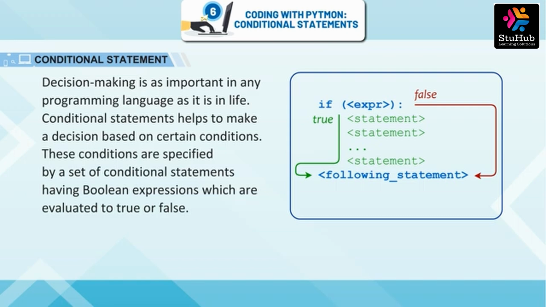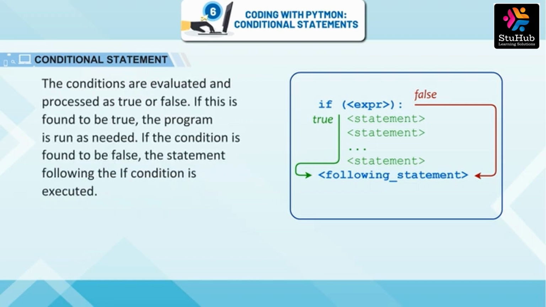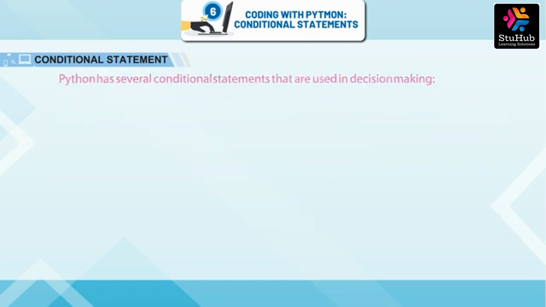Conditional statement. Decision-making is as important in any programming language as it is in life. Conditional statements help to make a decision based on certain conditions. These conditions are specified by a set of conditional statements having Boolean expressions which are evaluated to true or false. If the condition is found to be true, the program is run as needed. If the condition is found to be false, the statement following the if condition is executed.